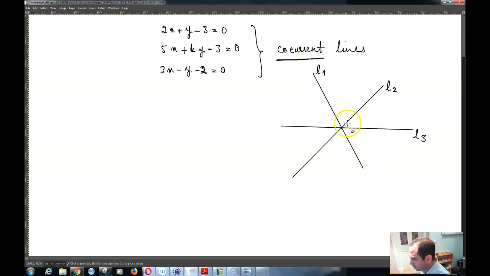And all the three lines have one single point which is common to the three lines, meaning that L1 and L2 have a point of intersection, P for example, and P is also a point on the line L3, meaning that the three lines have intersected one another at one single point. And these are called concurrent lines.